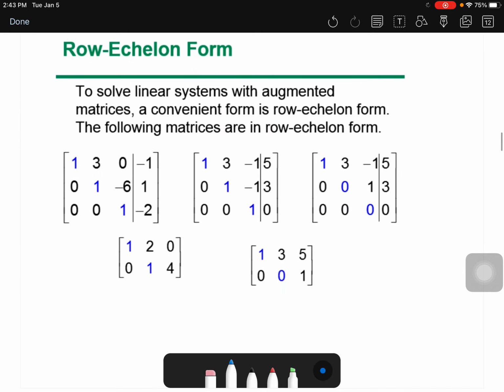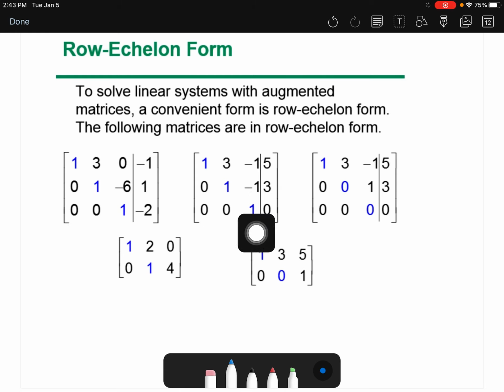All right. So start talking about what row echelon form is. So they give us several matrices that are in what's called row echelon form. To solve linear systems with augmented matrices, a convenient form is row echelon form. Each of the following matrices below are in row echelon form. So what you're going to notice is that they call it the main diagonal. So the main diagonal always contains 1s or possibly 0s. And then below each of those in the main diagonal, the 1s or possibly 0s, there's 0s below those.